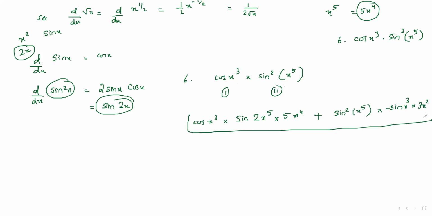So what is the final answer? This is the final answer. You can write it in simplified form or just leave it like this. Just leave it like this, because you can only write it like this. So just write the answer like this and finish. Clear?